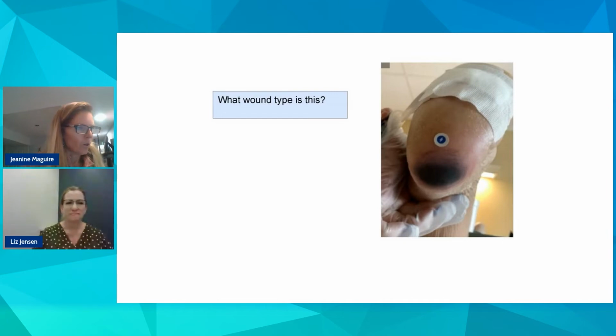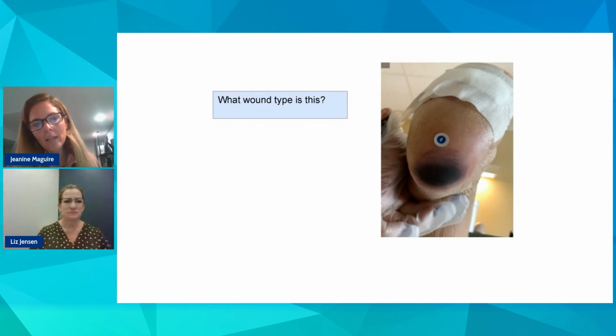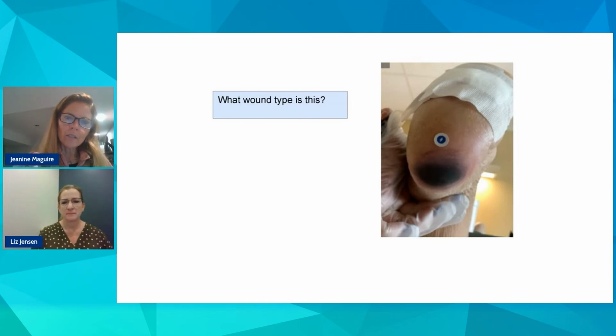Okay, so this one's a little tricky. I'm not going to ask you for a stage here because I don't know if this is a pressure injury. Now this is indeed on the back of the heel.